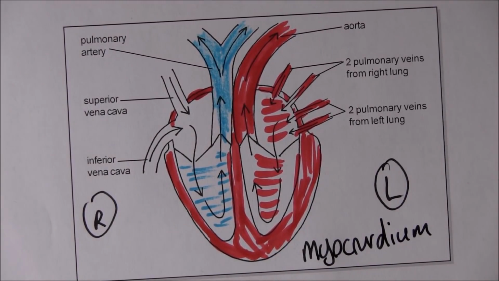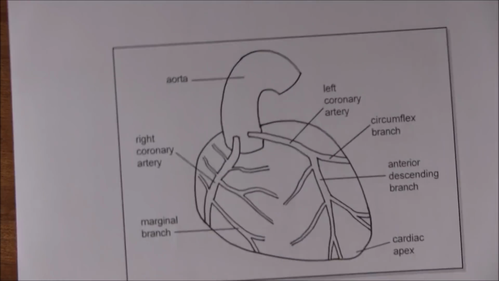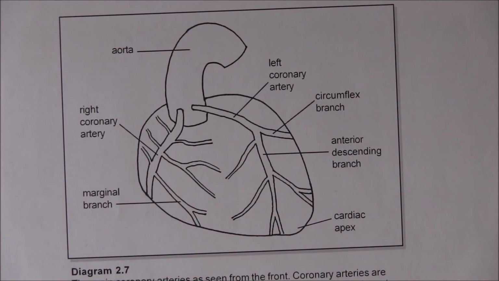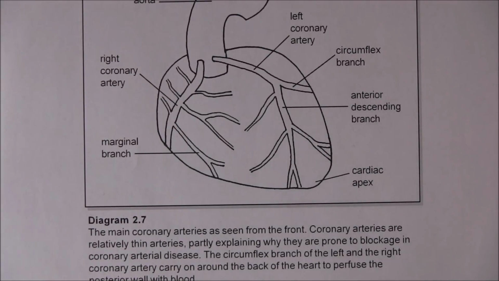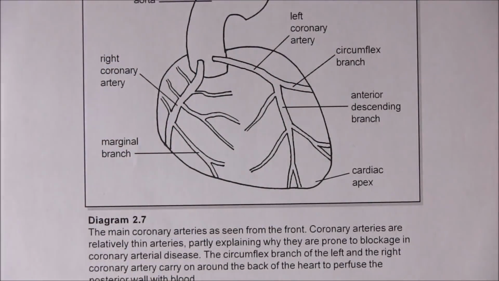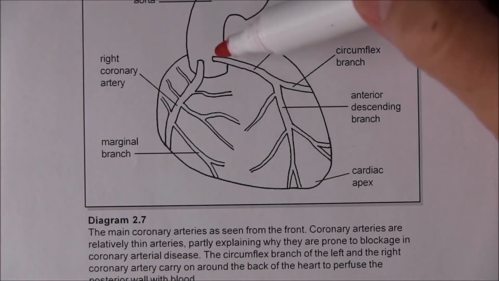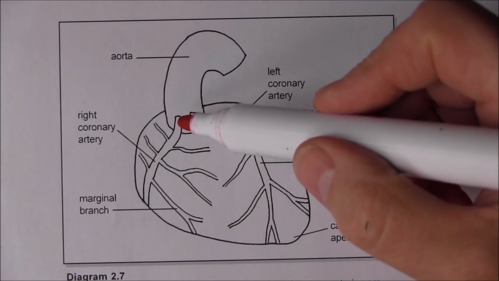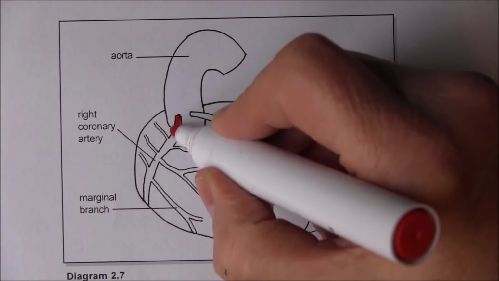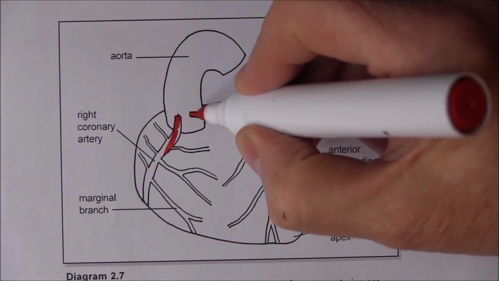And the myocardium itself, of course, needs a blood supply. And what happens is that blood supply comes via two main arteries called the coronary arteries. So these are the coronary arteries here. Coronary means they look like a crown, an upside down crown of arteries. And this vessel here is the aorta. So the very first two vessels that leave the aorta are the right coronary artery and the left coronary artery.